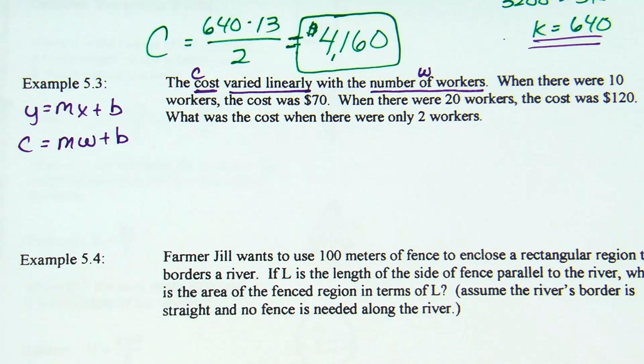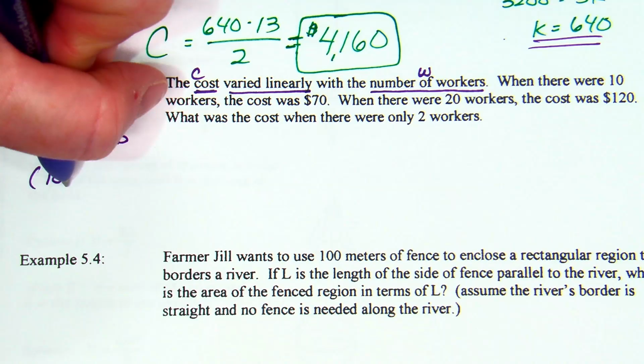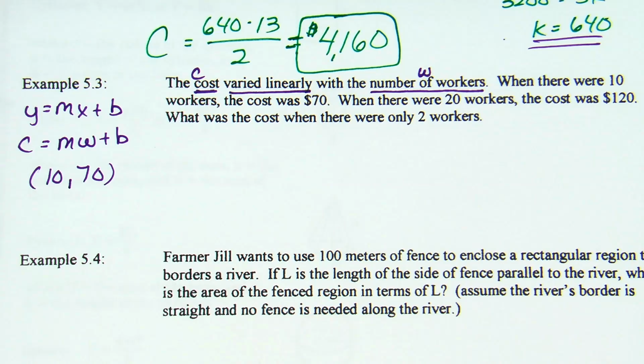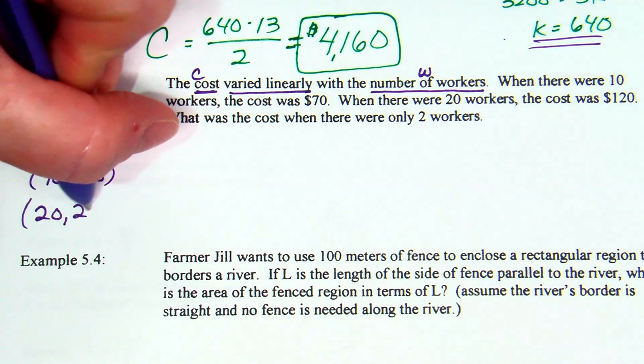Now, it's an equation that looks like a line, right? Think about ordered pairs. When there were 10 workers, the cost was $70. So what's that ordered pair look like? 10, 70, I believe. Yeah. Because the cost is dependent on workers. And then there's another ordered pair you can be given: 20 workers, $120. Then we're going to use that to find the slope.